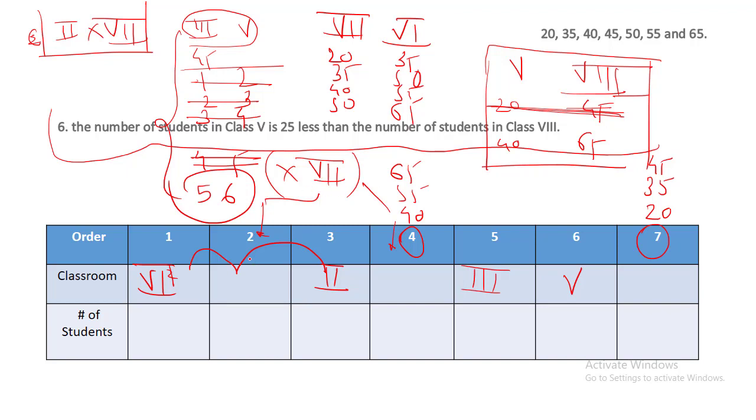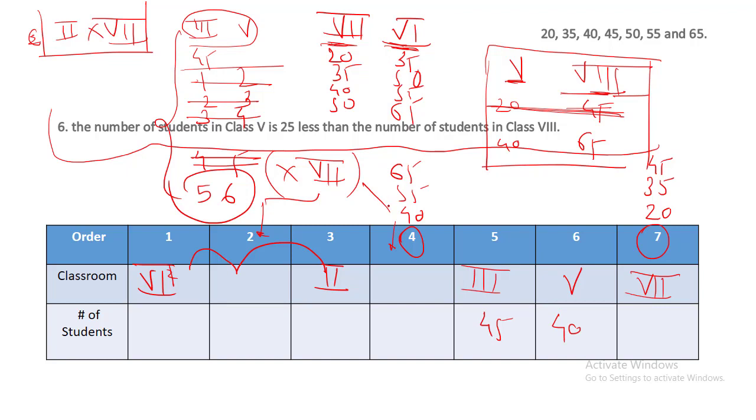Okay, class 7 cannot come at second, cannot come at fourth. So the only position left for class 7 is this particular position, the 7th position. 7th position, class 7. And the number of students in classroom 3 was 45. So I forgot that point. Okay, class 5 we have filled out. The number of students is 40.